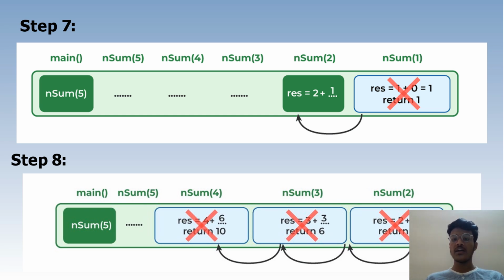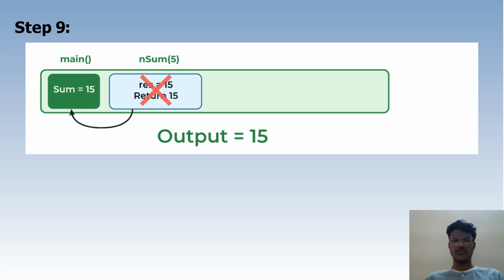In step 6, nsum of 0 comes back to nsum of 1. In step 7, nsum of 1 comes back to nsum of 2. In step 8, nsum of 2 comes back to 3, and 3 comes back up to nsum of 4, which comes back to nsum of 5. This is the last step of the problem, step 9. In the ninth step, nsum of 5 comes back to the main function. In the main function, sum is 15, that is our output. In this problem the output or answer is 15.